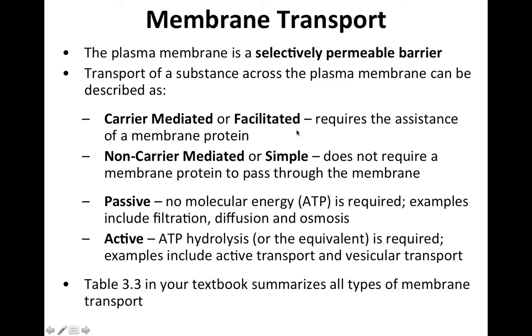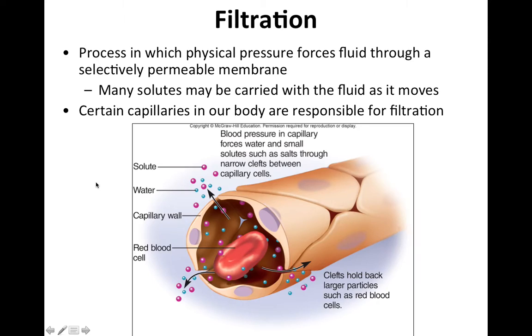In addition to this, there are some substances that need the use of ATP to assist with their movement, and this would be referred to as an active transport process. But the majority of substances we'll study are those that don't require the hydrolysis of ATP in order to actually go through transport, and those are all called passive processes. We started off here with filtration.